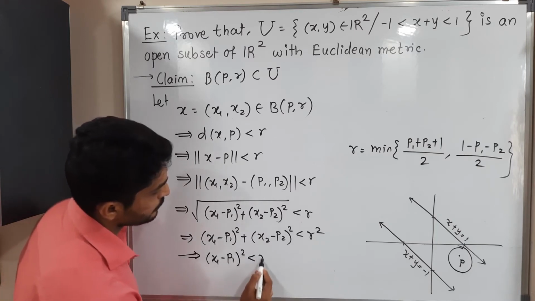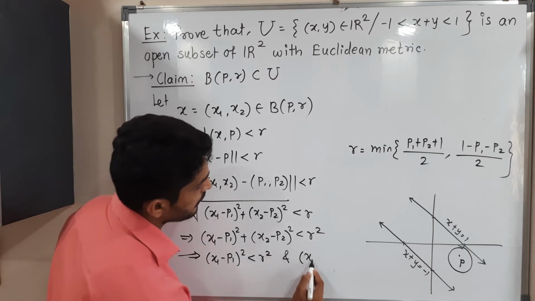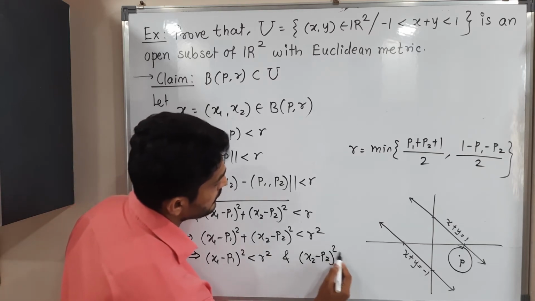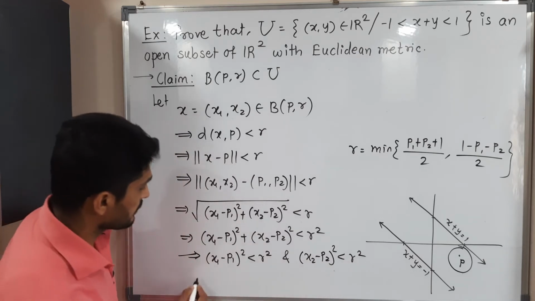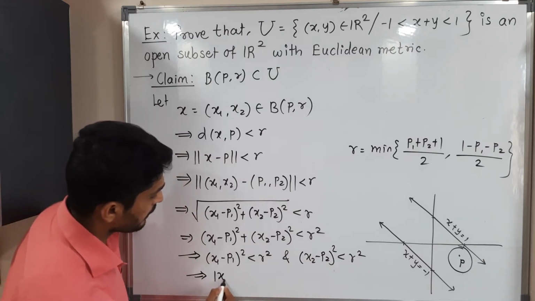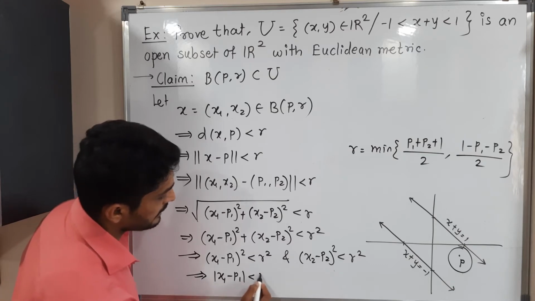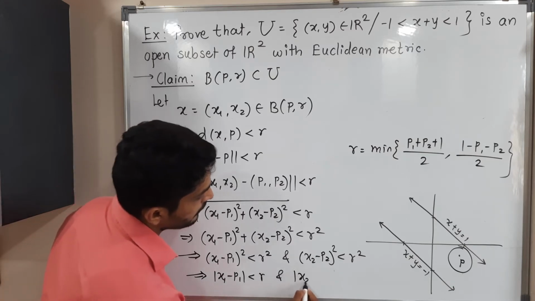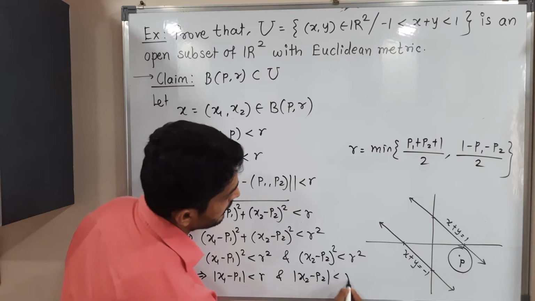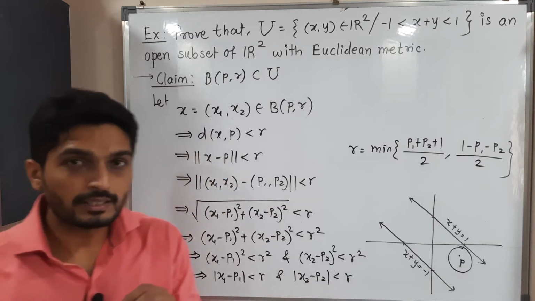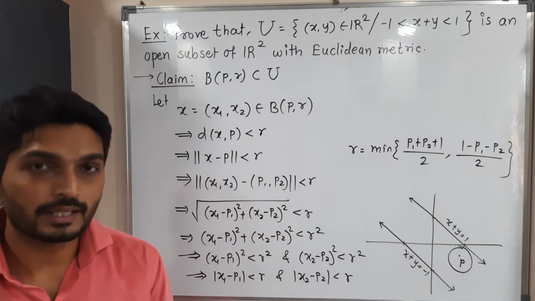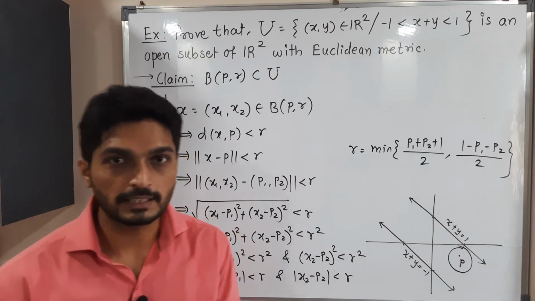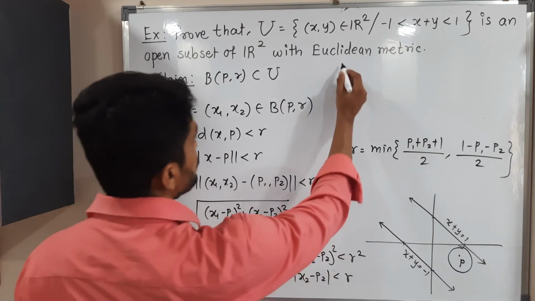Okay, (x1 minus p1) square is less than R square, and (x2 minus p2) square is also less than R square. Let us take the positive square root of both sides. So mod x1 minus p1 is less than R, and mod x2 minus p2 is less than R. You know there is one standard result related to modulus: mod a less than b if and only if minus b less than a less than b. So let us use that result here.